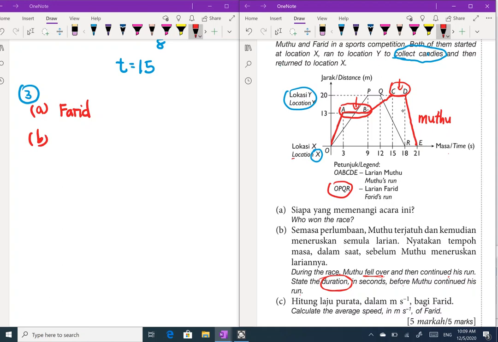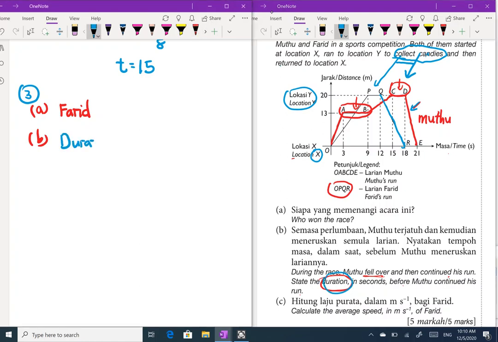Because C to D, still remember, they will return back to X. This is the return route. After they collect candy, that means C to D is the time he stopped to collect candies. We see Farid runs, he's still the same. He will stop to collect candy and then move back to X. So Muthu fell down only at A and B.